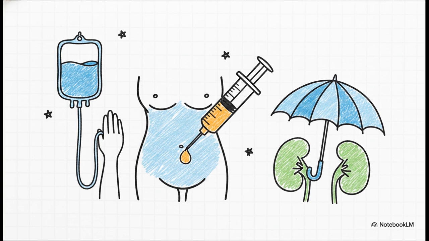And crucially, negative cultures absolutely do not rule out SBP. Culture-negative SBP happens in up to half of cases, so do not wait. You treat immediately with a third-generation cephalosporin, typically intravenous cefotaxime. Plus, you absolutely have to give IV albumin alongside those antibiotics. This has been definitively shown to meaningfully reduce mortality by protecting the patient's renal function during that huge septic insult.